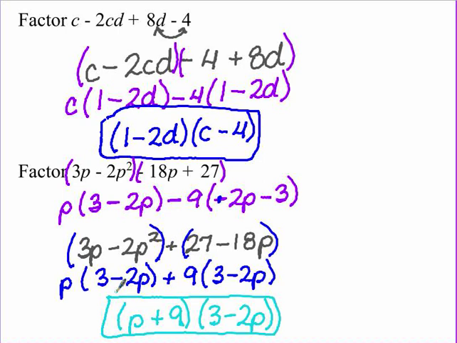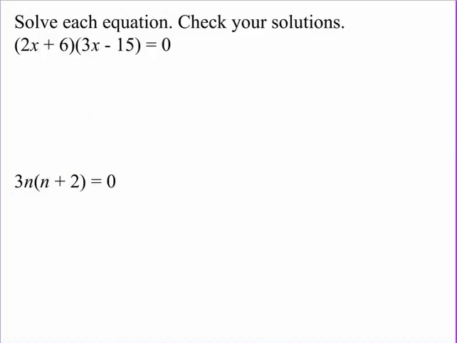We've got another type of problem that you probably noticed, and it said to solve some equations towards the end. So we're going to go ahead and look at the following. Solve each equation, and it says to check your solutions. The very first problem is 2x plus 6 quantity times 3x minus 15 quantity equals 0.